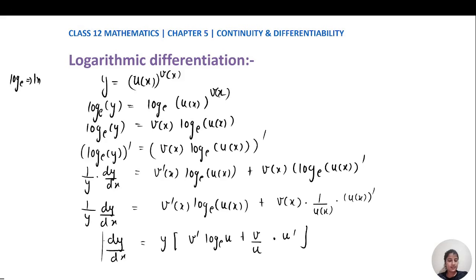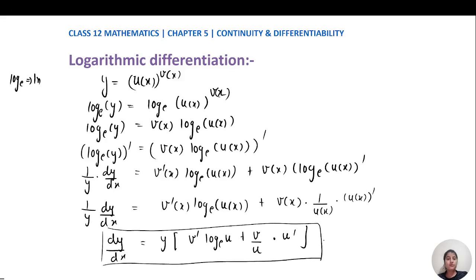So what we get? If we have to find the derivative of the form u of x raised to v of x, then its derivative, that is dy by dx, is given by y multiplied by v dash log e of u plus v by u dot u dash. So let's check by trying to find some others.